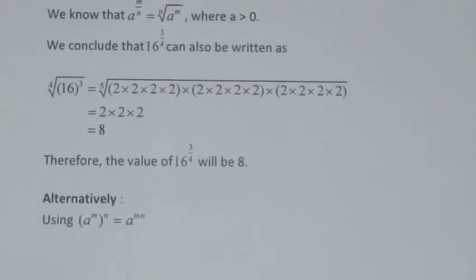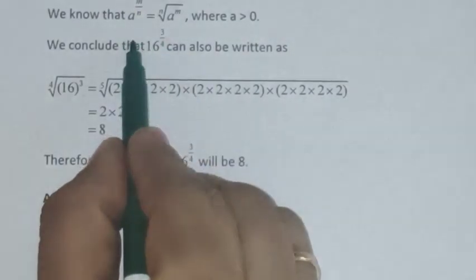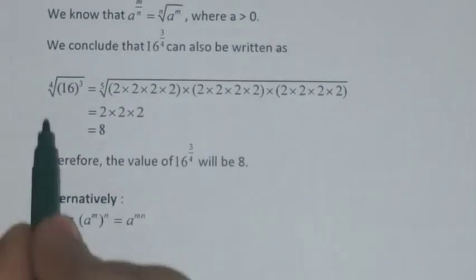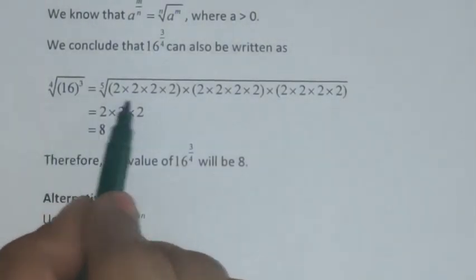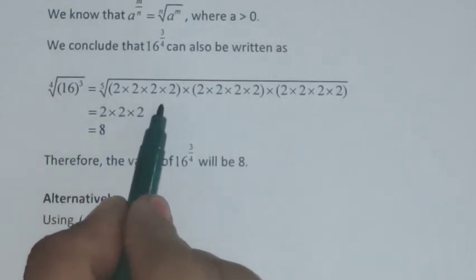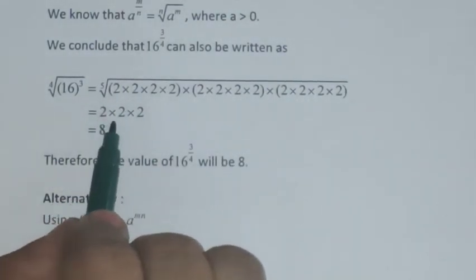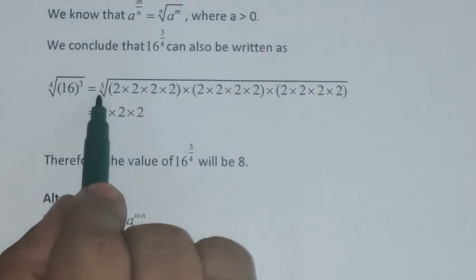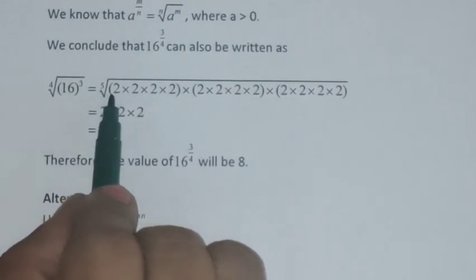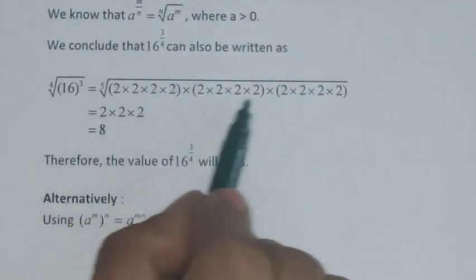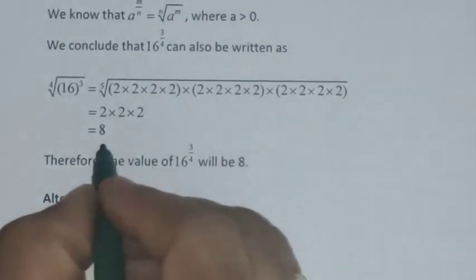16 raised to 3 by 4. So we know the same rule, a raised to m by n equals the nth root of a raised to m only. So the fourth root of 16 cube only. 16 we can write as 2 repeated 4 times. So 3 times to be repeated. So 3 groups you can see. From the 3 groups we can take out 1 each, because it's a fourth root only, 3 by 4 means fourth root. So 2 repeated 4 times. From that 1 two we can take out. Again another group, 1 more 2, again 1 more group. So 2 into 2 into 2, it is equal to 8.